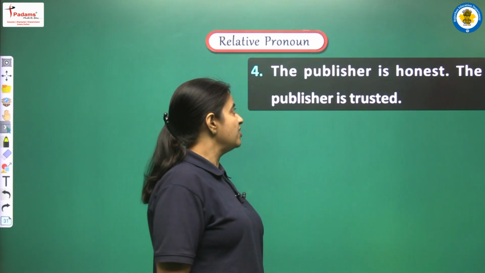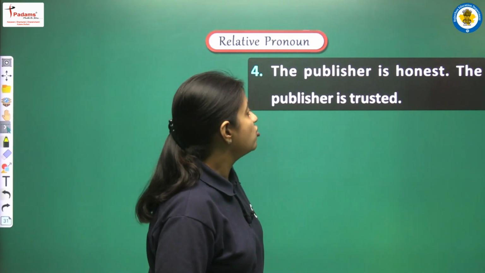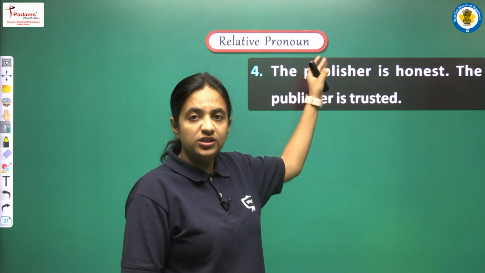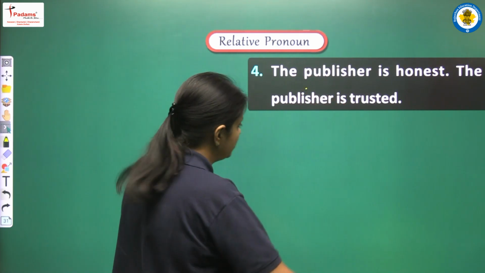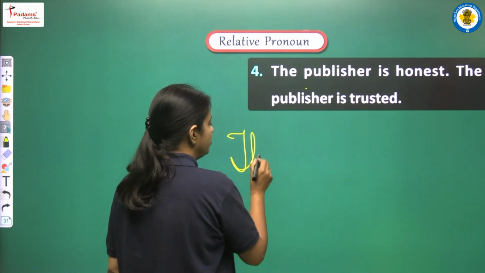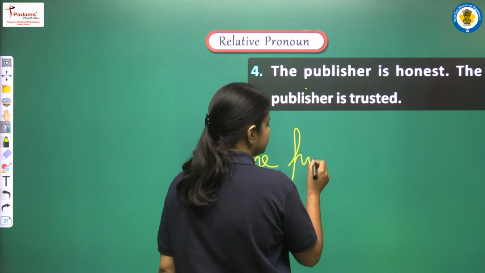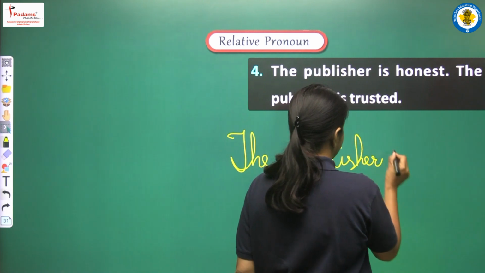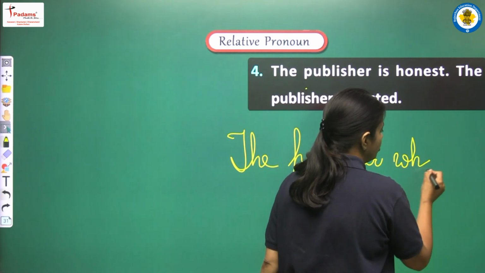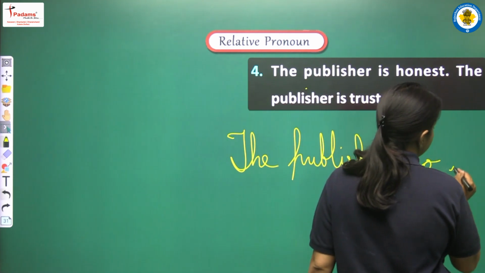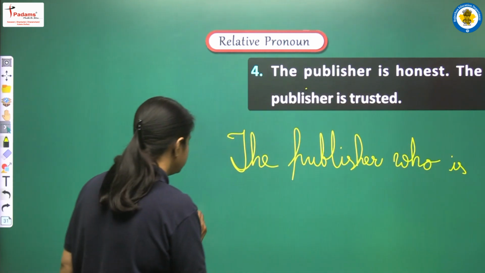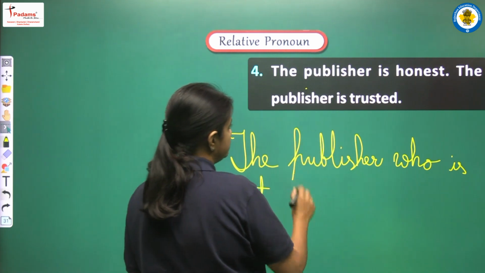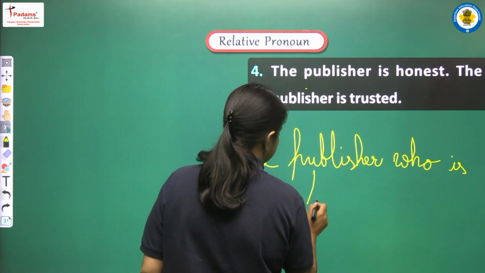Moving on, next we are having: the publisher is honest. Second, the publisher is trusted. So in both sentences we are talking about the publisher. So let's write. First of all, we will write the publisher. Next, we will use our relative pronoun, that will be who. Next, the first sentence: who is honest. Now the second sentence: is trusted.